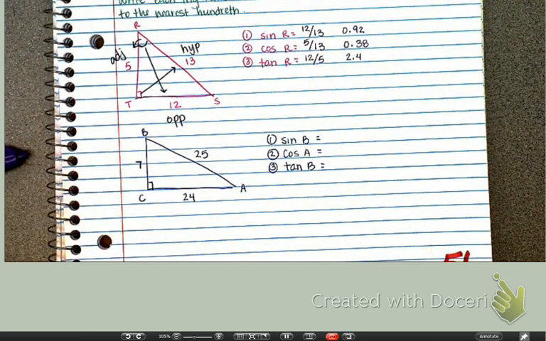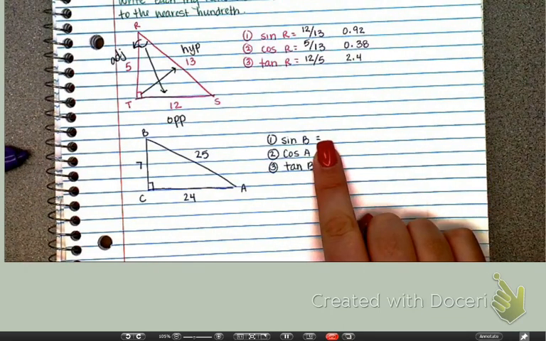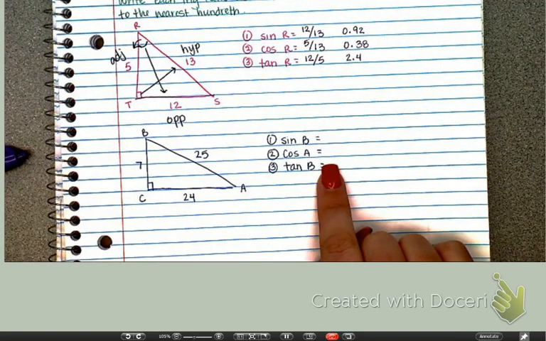Now, before I have you go off and try these, I want you to pause for 1 second and look at my 1, 2, and 3. What do you notice about the 1, 2, and 3 I'm asking you to solve? It has 2 different reference angles. So you need to label all the sides according to angle B, and you need to label all the sides according to angle A.